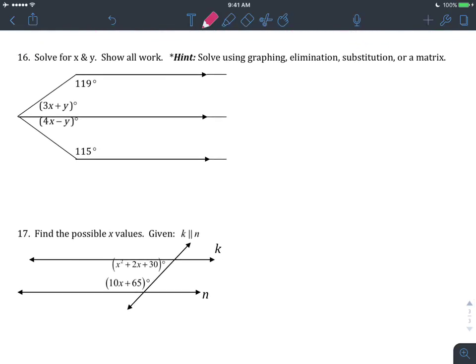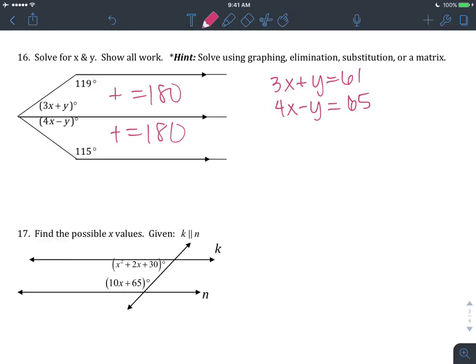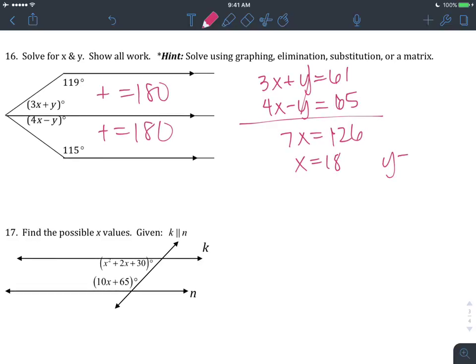All right, 16. We set these up in class. You're going to add them up to equal 180. So the equations that you're going to get once you simplify it are 3x plus y equals 61, and 4x minus y equals 65. From there, your y's will cancel. You're going to get 7x equals 126. So x equals 18. When you plug that back in, you're going to get y equals 7. So that is your answer as an ordered pair, 18, 7.